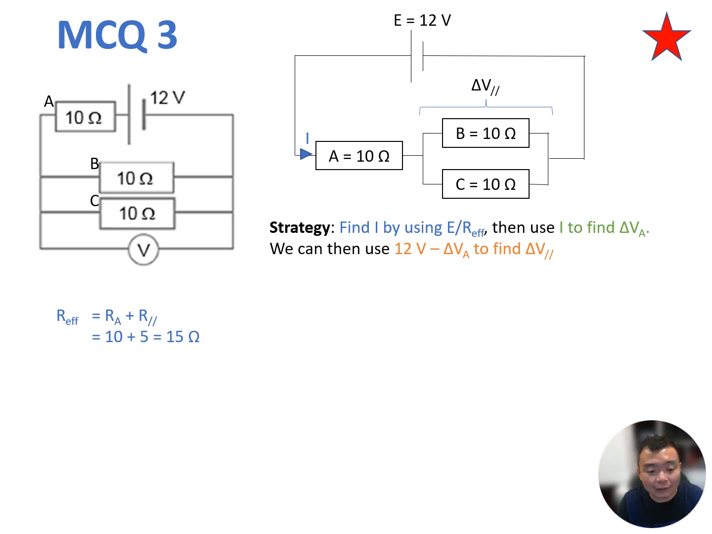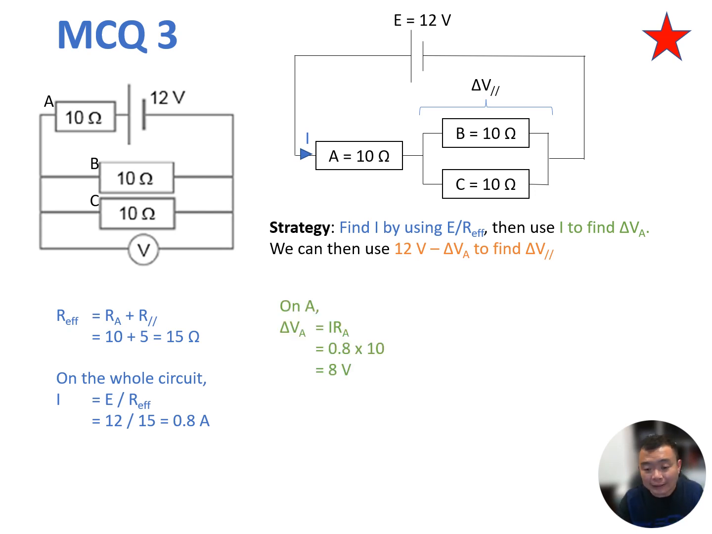I will first try to find out the effective resistance of the whole circuit, which is the resistance of A, 10 ohms, plus the resistance of the two resistors in parallel, B and C. You can do your workings at the side. The resistance of the parallel branch, when you connect two resistors in parallel, is 5 ohm. So together, the total resistance of the whole circuit is 15 ohm. And on the whole circuit, apply Ohm's law, V equals IR. So rearrange, make I the subject, and you can figure out that the total current passing through the circuit is 0.8 amperes.